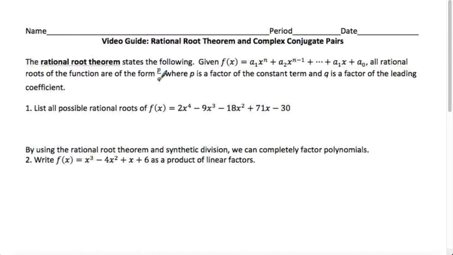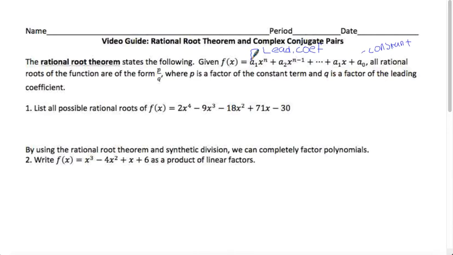p over q, where p is a factor of the constant term. So the constant term would be this one, the a0, constant, and q is a factor of the leading coefficient. So this would be our leading coefficient. So a1. So this allows us to list all the possible rational roots of a function.